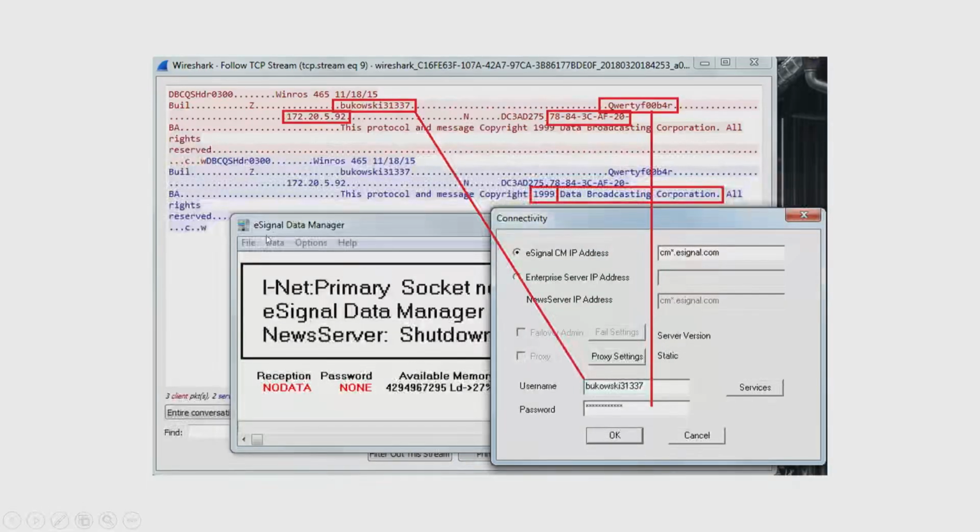This is eSignal, a signal provider. As you know, on trading, the ones who have the fastest information are the ones who get more money, right? They place the trades quickly, right? And this software is to receive market data in real time, and it's a paid service. You pay for it. It's a subscription, right?